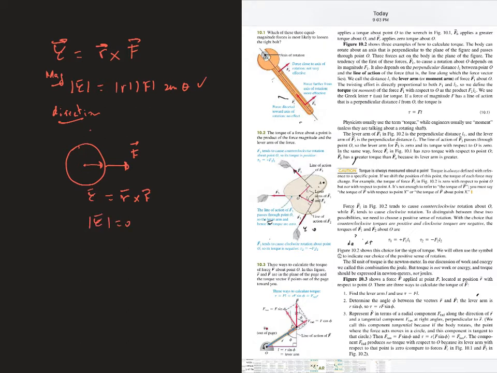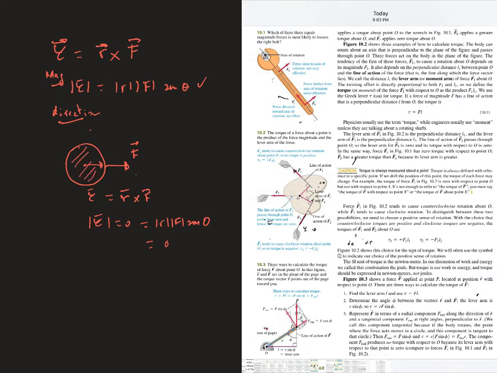Why? Because this is the magnitude of R by the magnitude of F by the sine of the angle that they form, that is sine of 0, but sine of 0 is 0. So the torque is 0. What does it mean that the torque is 0? It means that this force will make a translation of the body, but will not create rotation.